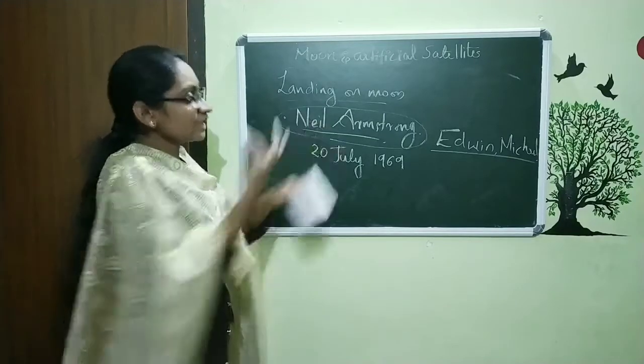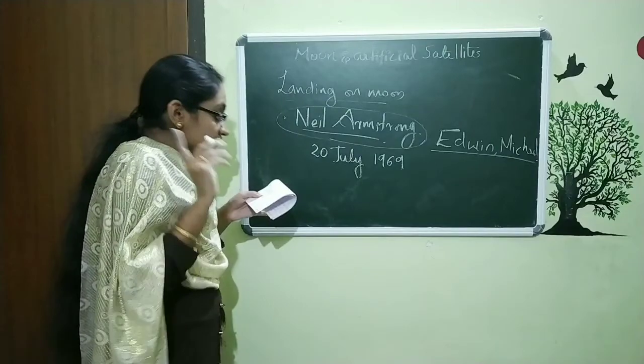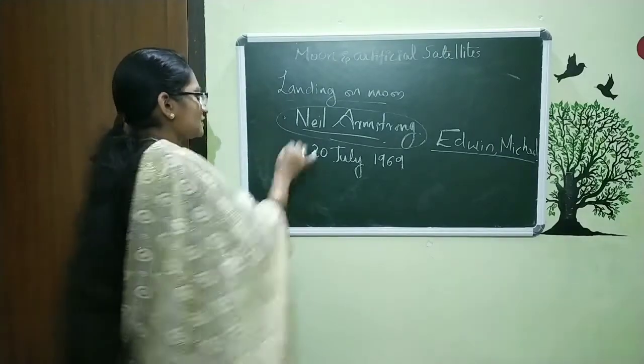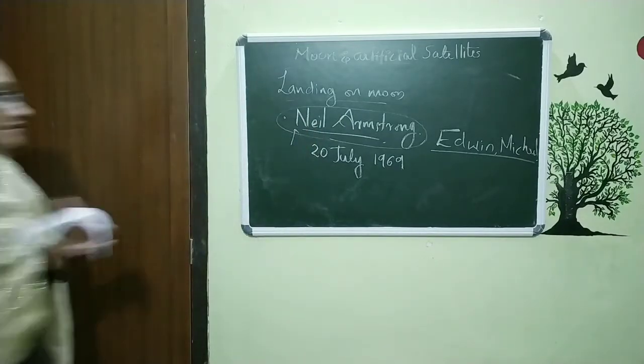This is Neil Armstrong. There were others with him as well, but he is the first person who stepped on the moon, on 20th July 1969. Just remember this name. And the next thing is this.